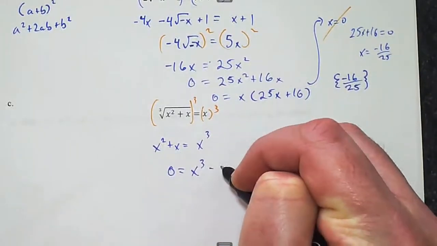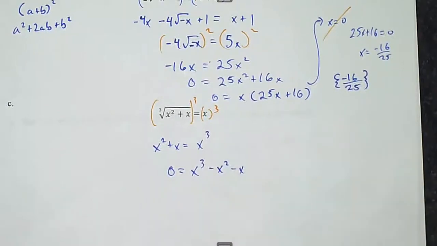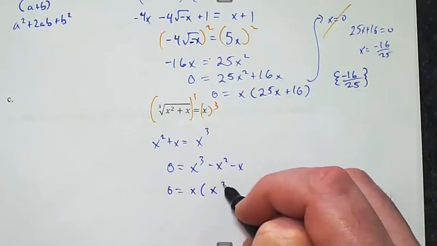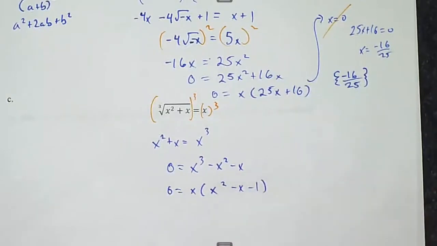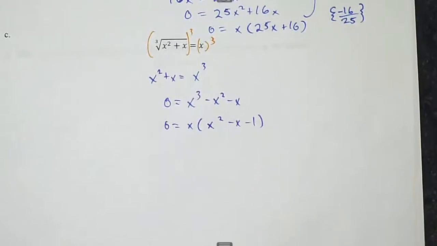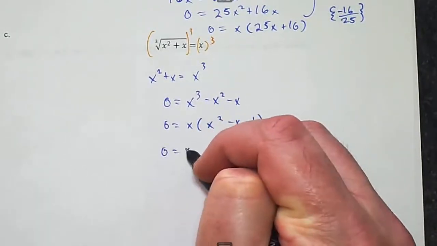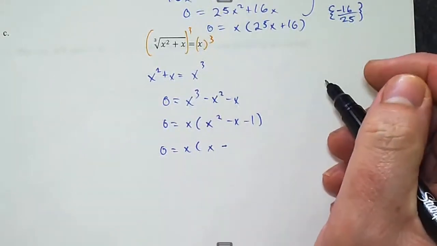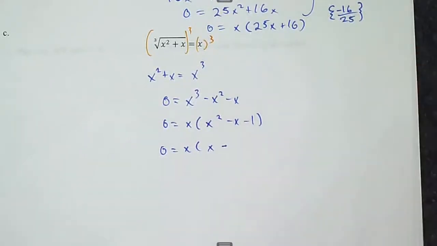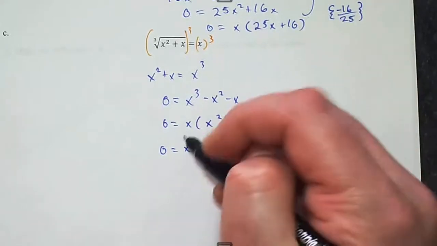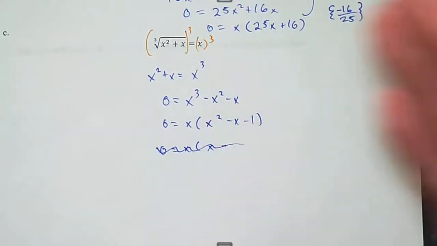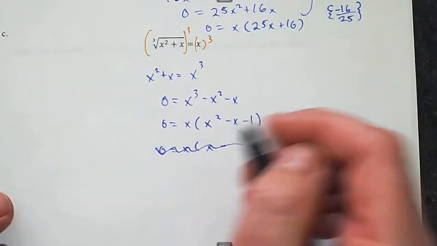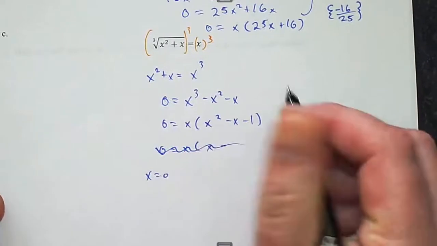So I get x cubed minus x squared minus x. Now I'll factor out an x. And then I'll factor this. And I get x minus... Oh, does that not factor? Oh my goodness. Well, I was able to factor out an x. That's not bad, right? So we're going to have to just set each equal to 0 and go from there.